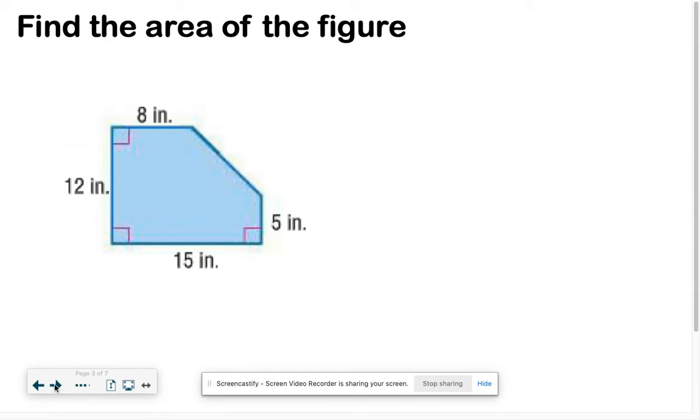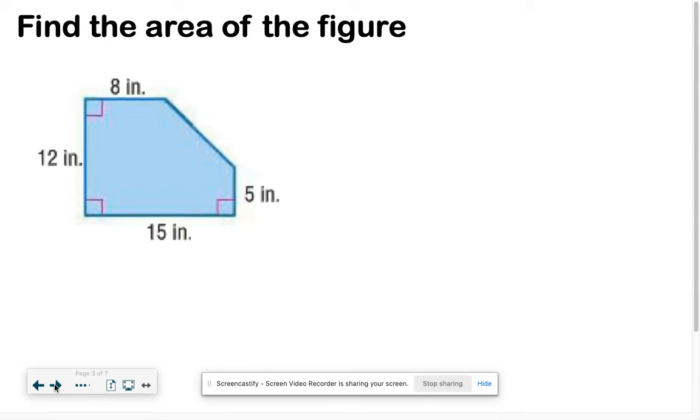Find the area of the figure. There are many ways to go about this example. If I look at it a different way than you would, that's okay, because there's more than one way to do it. As long as we get the same answer, we should be okay. When I look at this, I see a rectangle down here, and that top part is a trapezoid. Those are the two things I'm going to find.